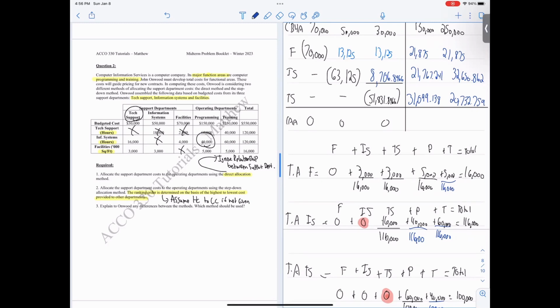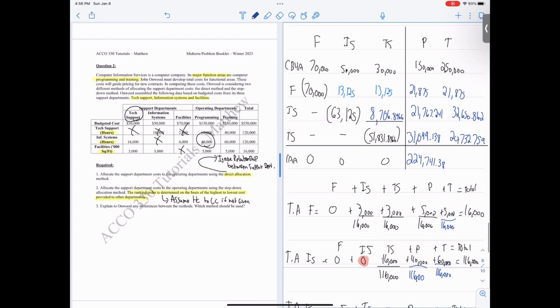Now, if we add this all up, we get 224,741.38, and that is the cost after allocation for programming. Okay, 224,741.38. And then for training, I just wanted to make some space here.